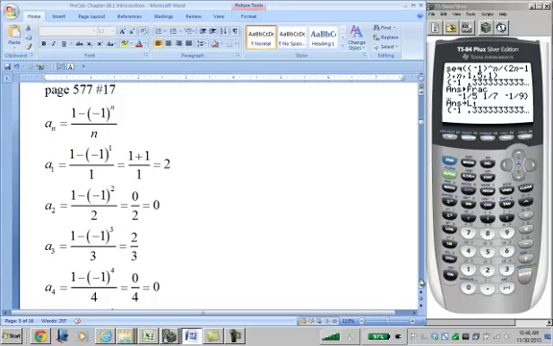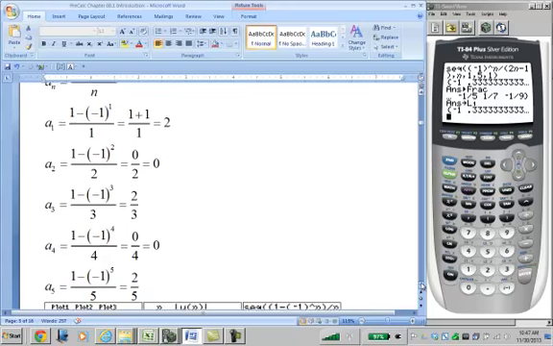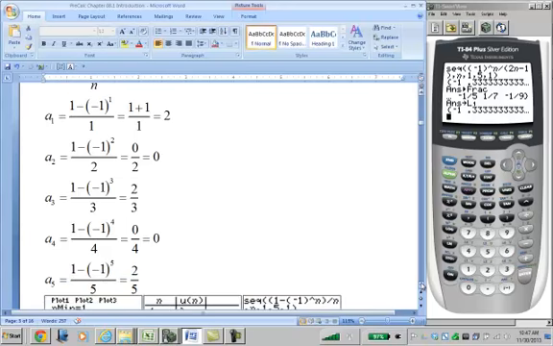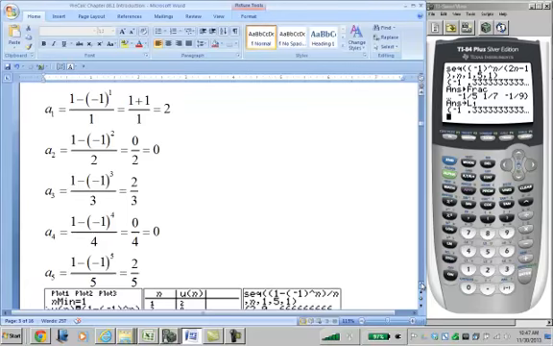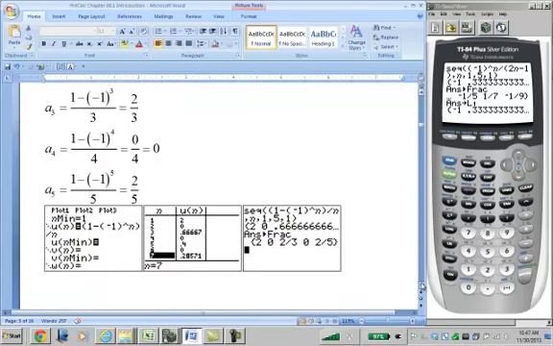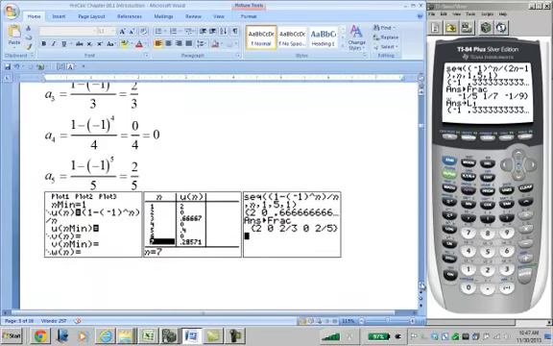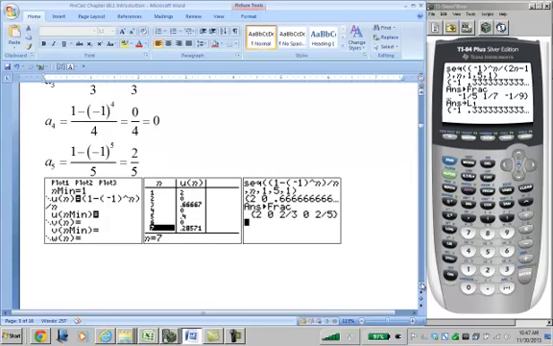So here's number 17, and at first I do it by hand. 1 minus -1 to the n divided by n. Okay, so you got 1 minus -1 to the first, which is 1, and you're going to have 1 minus -1 squared, so you're going to get 0 over 2 is 0, and then 2/3, and then 0, and 2/5, and so on. So you can see the pattern. Okay, so again, I just put it in the calculator, 2, 0, 2/3, 0, 2/5, and so on.